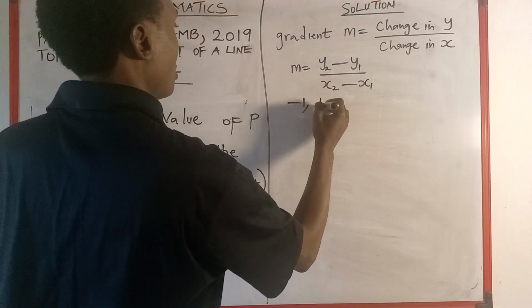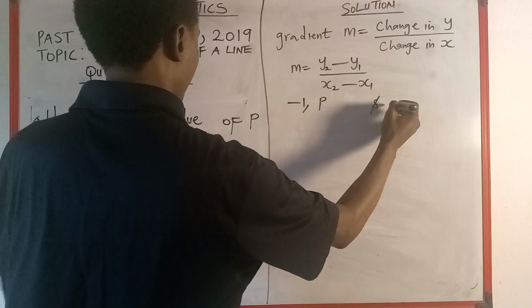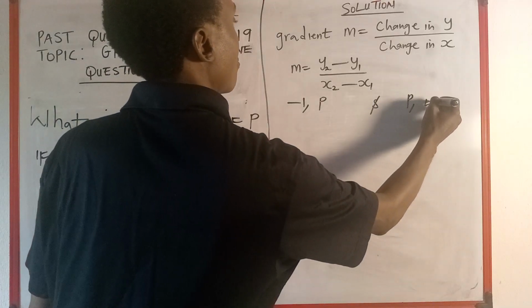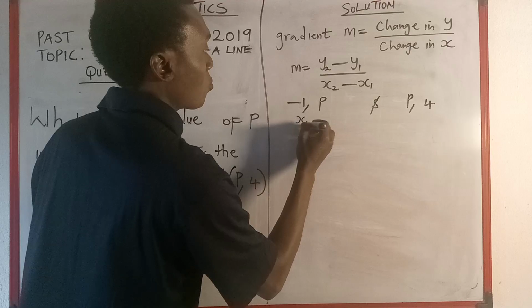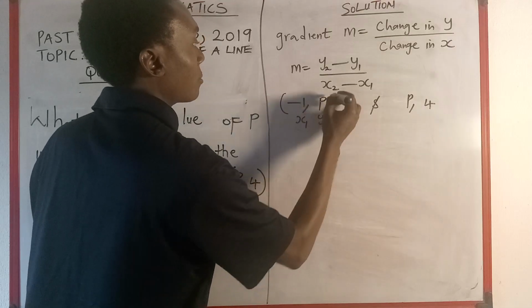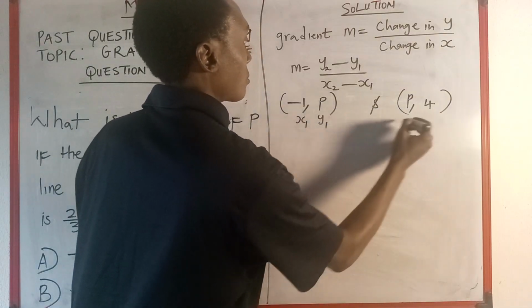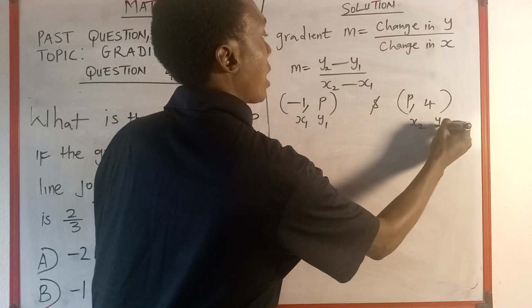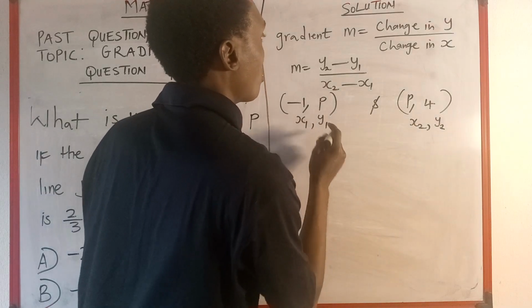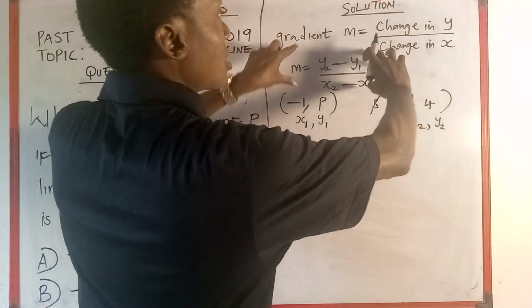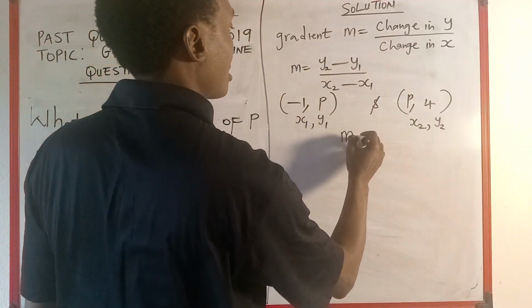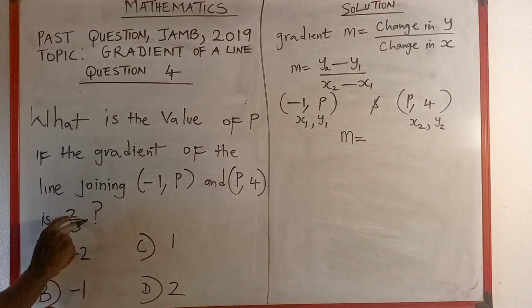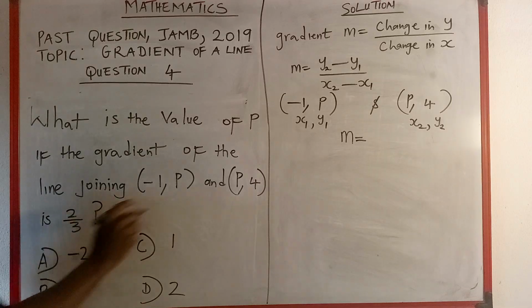So let's bring the points out: (-1, P) and (P, 4). We're going to label it. So how do we label? X1, Y1, X2, Y2. So I've labeled it. It means these things, we're going to put inside this formula. And take note, our gradient in the equation was given as 2 over 3.